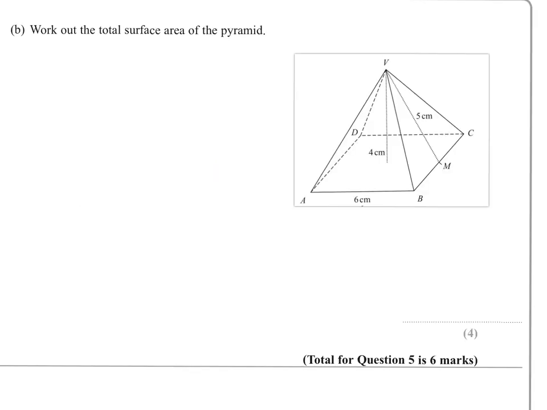So if we want to work out the total surface area of the pyramid, then you can see by the diagram we have the square base. So the base will be 6 by 6, which is 36 centimeter squares. But it's a bit more tricky for the triangular faces. So it's not the height being 4 in this case, because it's going to be the surface area, so it's going to have a slant height. So how do we work that out?